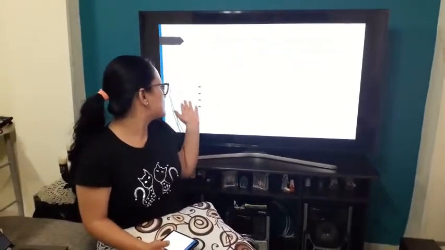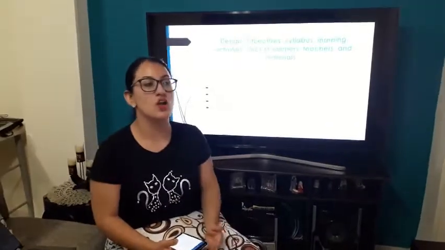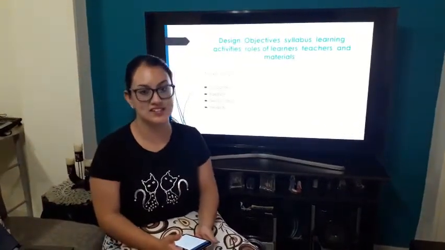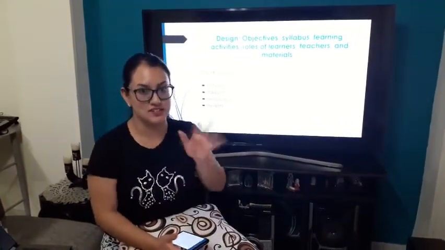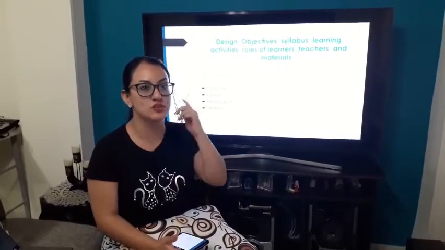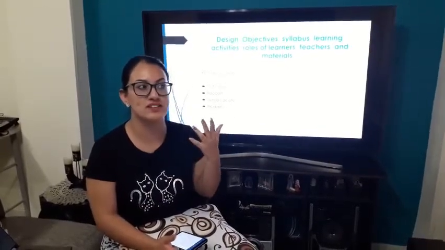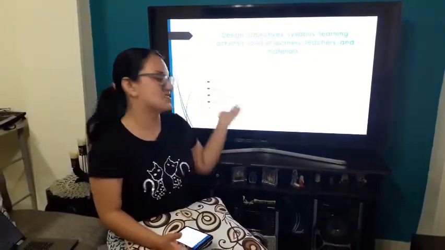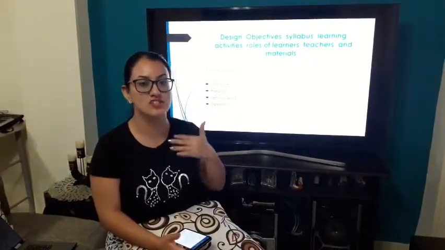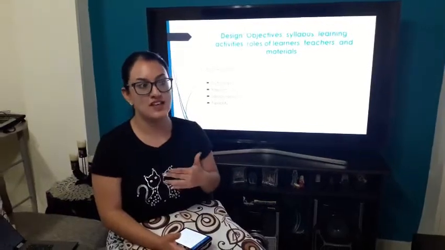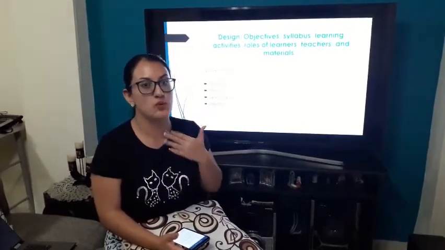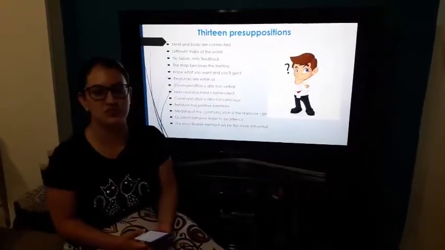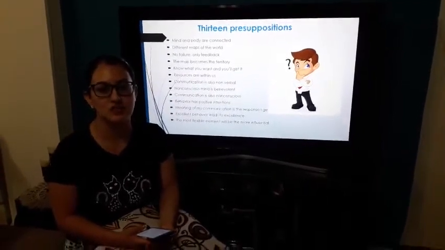And later we have sensory acuity, which says that we have to be attentive to everything. So, for example, we have to look at, listen to, and feel what is going on. And finally, we have flexibility, which says that we have to constantly change the way we do things until we get what we want. Also, there are 13 presuppositions that must guide language teacher classes.